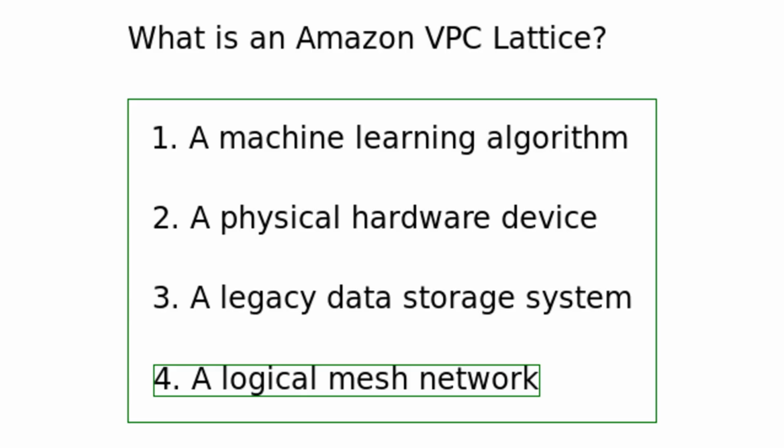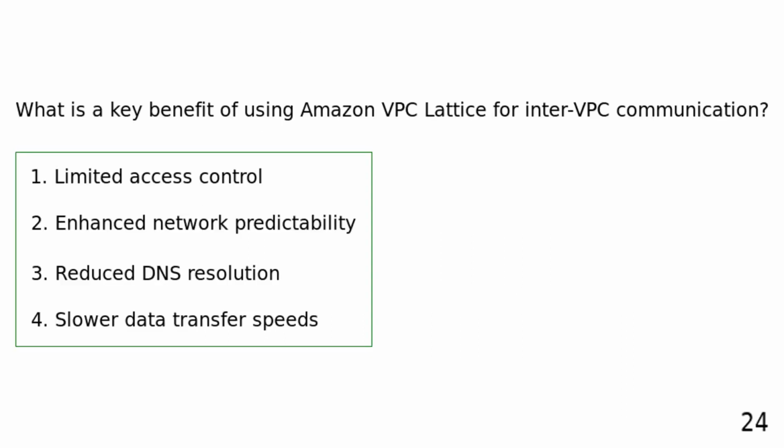An Amazon VPC Lattice is a logical mesh network that connects resources within a VPC and is used for routing traffic between them. What is a key benefit of using Amazon VPC Lattice for inter-VPC communication? Limited access control. Enhanced network predictability. Reduced DNS resolution. Slower data transfer speeds.